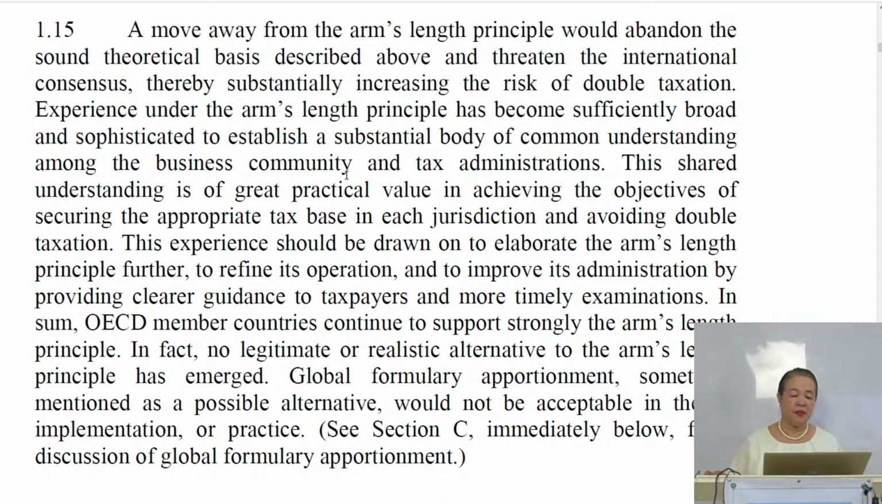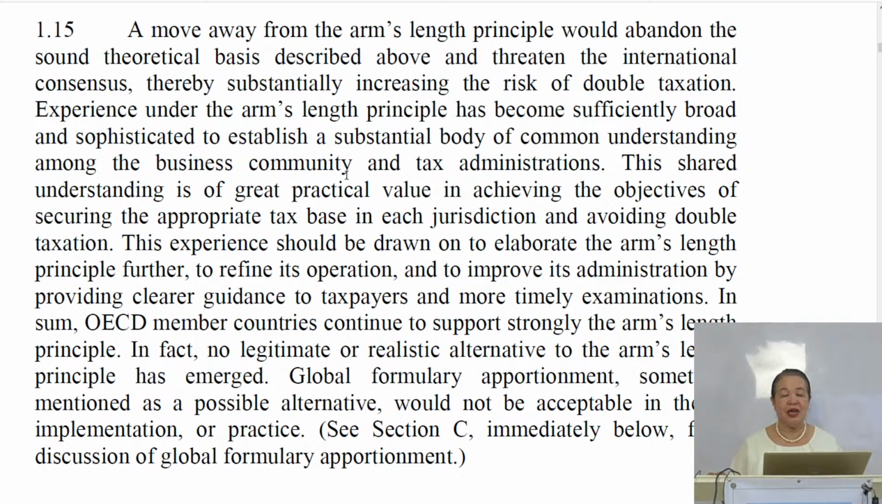Experience under the arm's length principle has become sufficiently broad and sophisticated. Broad and sophisticated to establish. That's why yung iba, word pala na transfer pricing, ayaw na. Kung sinabi mo palang arm's length principle, ayaw na intindihin. Why? Kasi, sabi dito, even the OECD will tell us, it is sufficiently broad and sophisticated to establish a substantial body of common understanding among the business community.